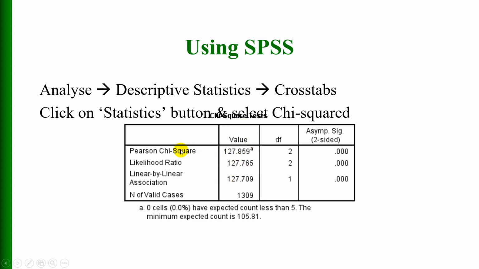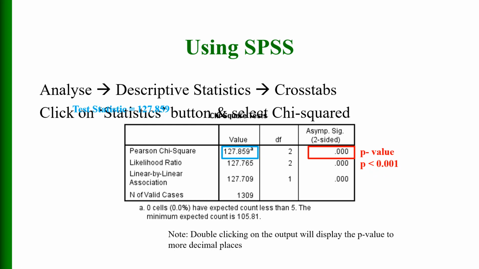And here the Pearson chi-square value is 127.859. This is degrees of freedom. This is asymptotic two-sided significance. This is the log likelihood ratio. This is linear-by-linear association, and these are the number of valid cases. Now this superscript says 0 cells or 0.0% have expected count less than 5. So the minimum expected count is 105.81. So the test statistic, that is the chi-squared value, is 127.859, and the p-value is less than 0.001. Double clicking on the output will display the p-value to more decimal places.